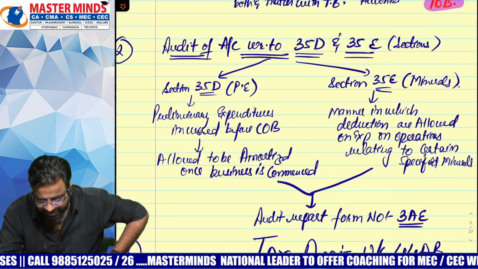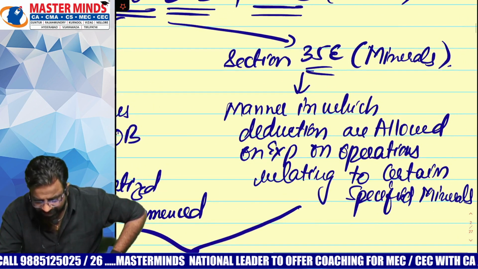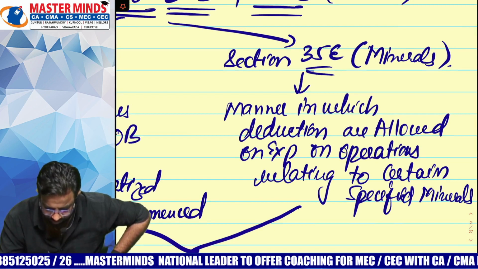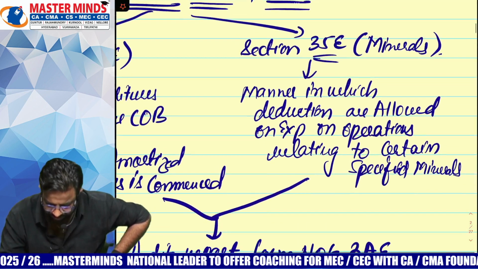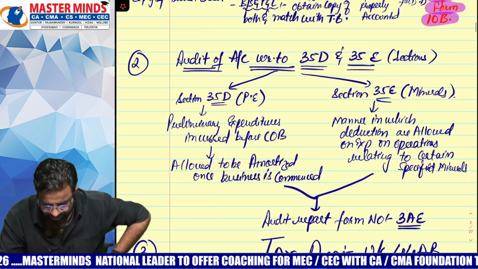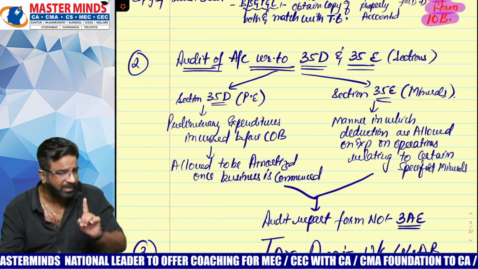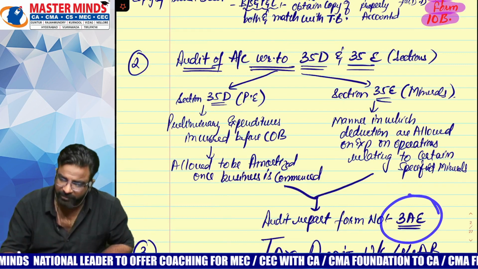Preliminary expenditures incurred before the commencement of business are allowed to be amortized once the business is what? Commenced. And in section 35E, what do we have to check? The manner in which the deductions are allowed on expenditures on operations relating to certain specified minerals. In this whole audit, only one thing you have to remember, the form number. What is the form number?